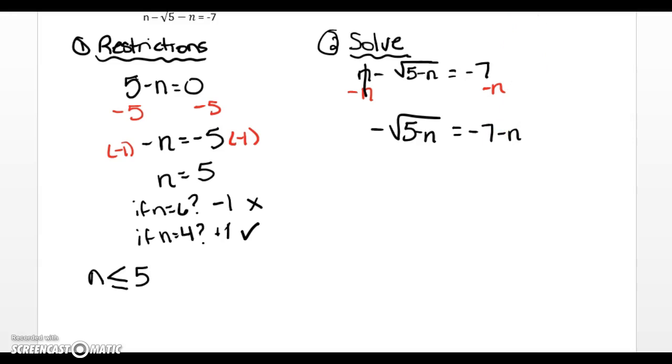I'm going to take this one step further. I want this to be just that radical symbol. So I'm going to get rid of this negative, so I'm going to multiply by -1. And I'm going to multiply this entire right side by -1 as well. So negative times a negative makes a positive, so we have square root of 5 minus n. That's equal to, when we distribute that -1, -7 times -1 becomes +7, and -n times -1 is +n.